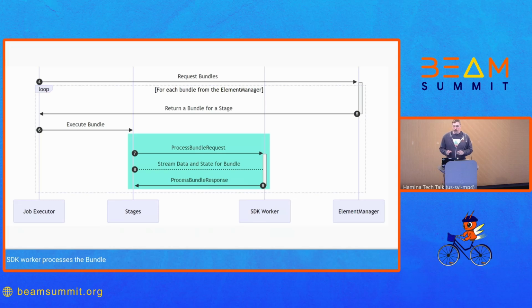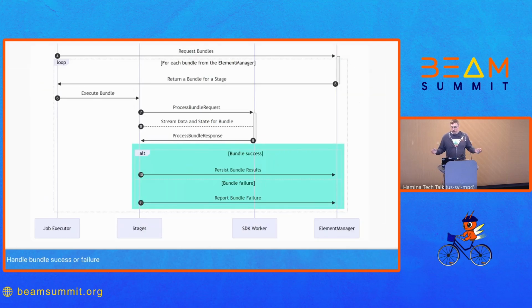This is a small microcosm of what the Fn API does, but its main load-bearing component is the process bundle request and process bundle response, along with the state and data channels along the side to provide data to the SDKs for it to process, based on the descriptors in the process bundle request. Once all of that is done, the response is returned back to the runner.